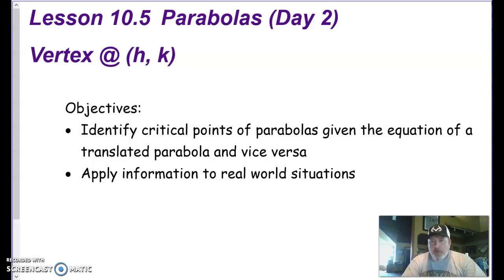All right, welcome back. Today we're going to cover day 2 of section 10.5 with parabolas. And today we are going to discuss what happens when the vertex is not at 0, 0. So in general terms, we just say vertex at h, k. But really what that means is the vertex can be at any point other than the origin. So we're going to identify those critical points that we've been working on. It's going to be our directrix, our focus, vertex, so forth. And then we'll apply that to a couple word problems here when we're done.